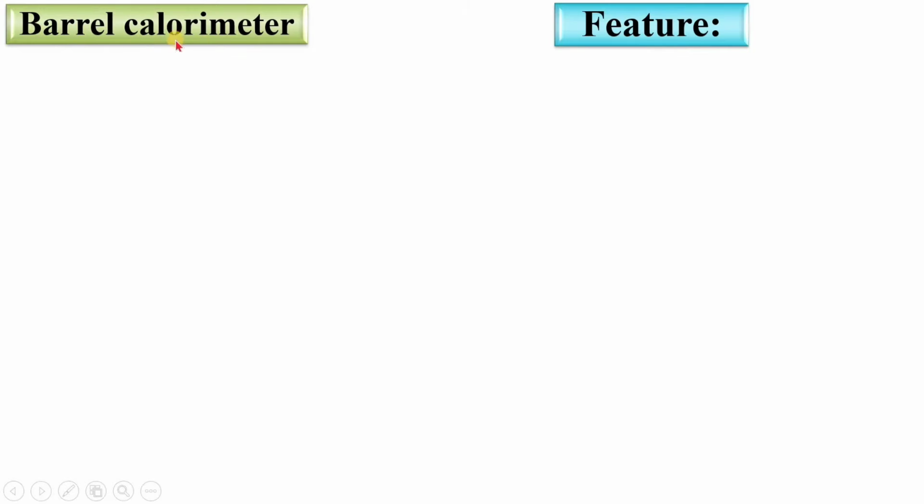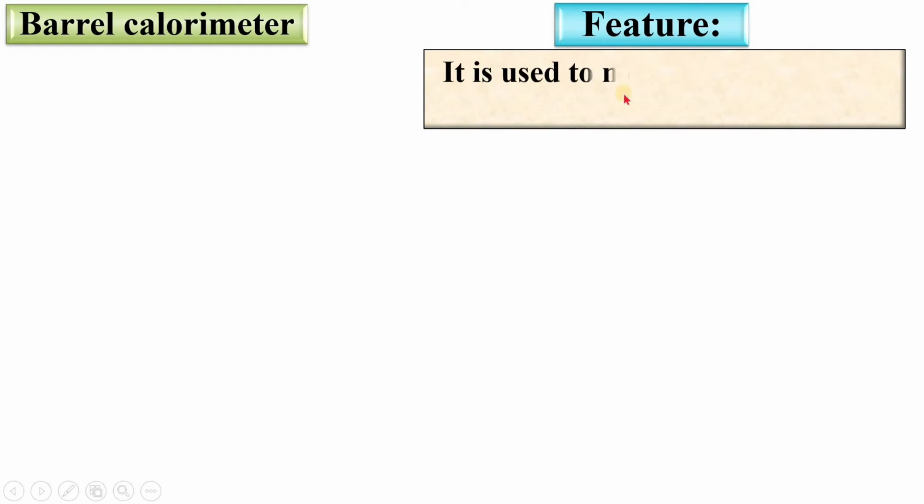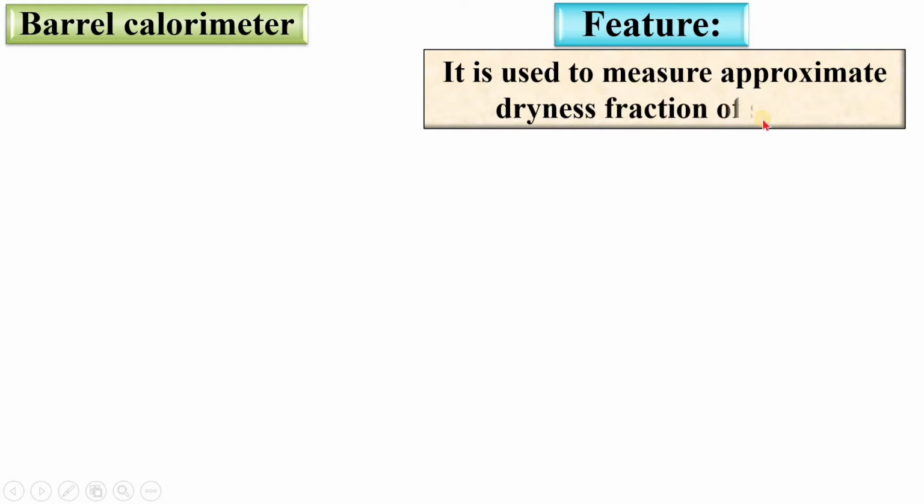Now the first calorimeter, that is the barrel calorimeter. So let's see the feature of the barrel calorimeter. It is used to measure approximate dryness fraction of the steam. So very important, with the help of the barrel calorimeter you can measure only the approximate dryness fraction of the steam. So now I am going to draw the figure of the barrel calorimeter.